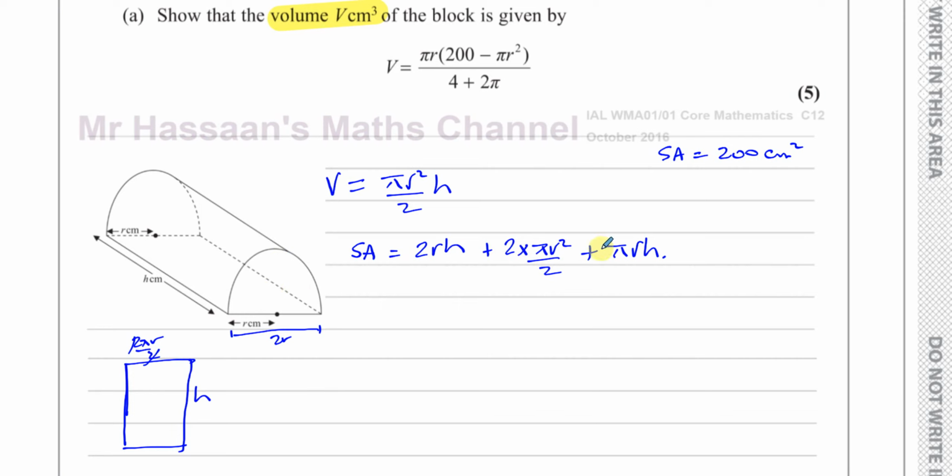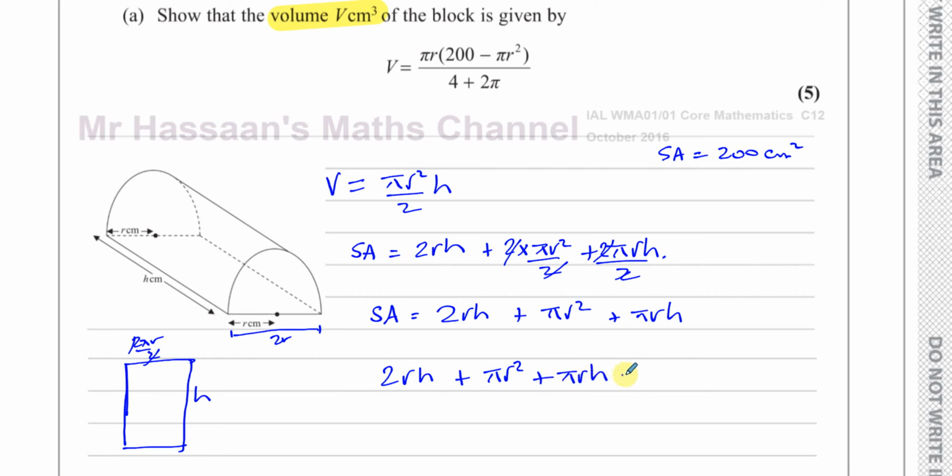Okay, I'll just write this out like this for now. That cancels with that. So we can say the surface area therefore is 2rh plus pi r squared, plus pi rh. And we know that that's equal to 200. So I can say 2rh plus pi r squared plus pi rh is equal to 200.